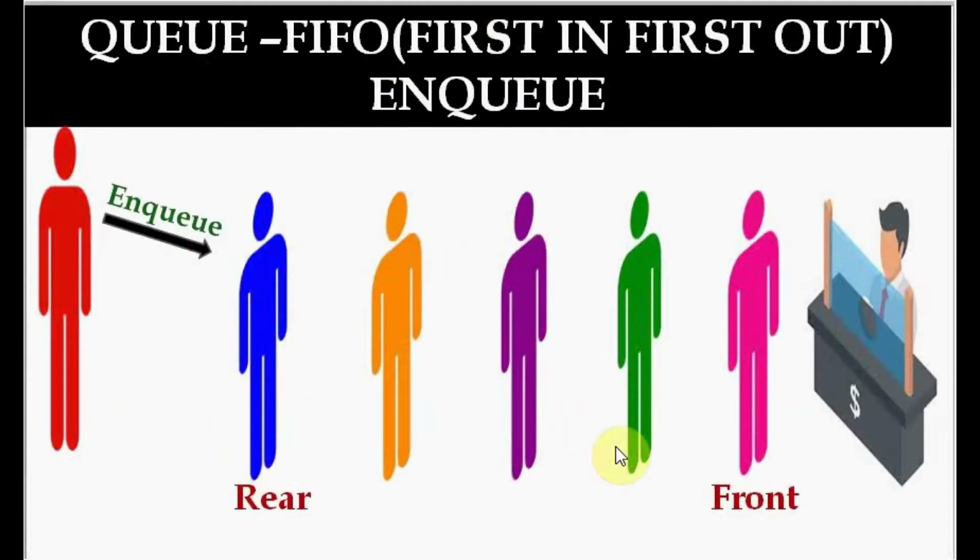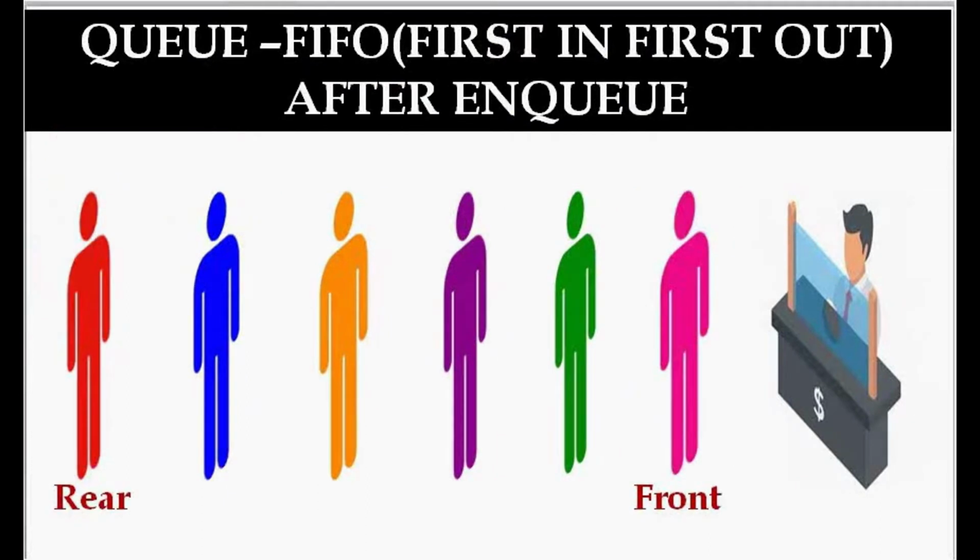Taking our real life example, 5 people are standing in the queue and a 6th person is trying to enter the queue. So this operation is called enqueue, meaning we are going to insert a person into the rear end of the queue. After insertion, this rear will be pointing to the latest element added. In this case, the last person added to the queue. So rear always points to the end of the queue.